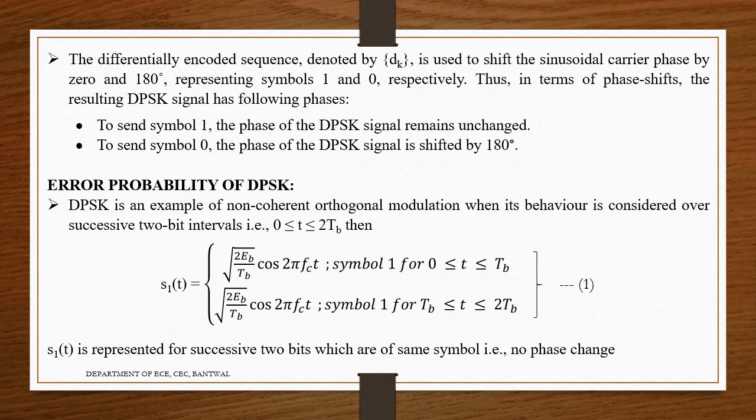The differentially encoded sequence, denoted dk, is used to shift the sinusoidal carrier phase. If we get dk as 1, the differential encoder output is 1, and we represent it as a 0 phase shift. If the symbol is 0, for example dk equals 0, then it has to be phase shifted by 180 degrees. That's what we usually do in PSK.